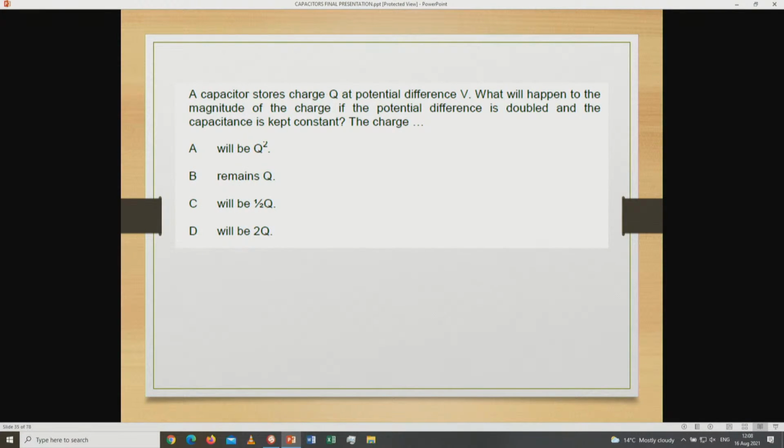Let us check which answer is correct. The correct answer will be D. And this is how we have calculated, we have proven that it is D. It means for a capacitor, when you double the potential difference, you also double the charge. So it means they are directly proportional.